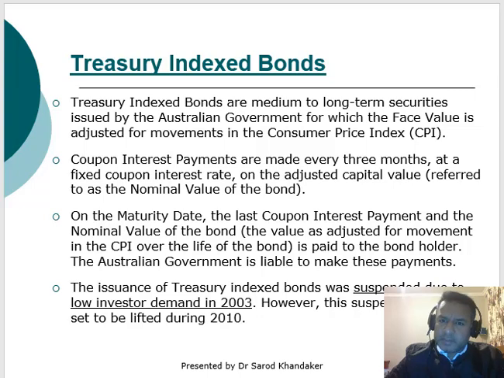On the maturity date, the last coupon interest payment and the nominal value of the bond, which is the par value as adjusted for the movement of the CPI over the life of the bond, is paid to the bondholder. So remember, at maturity, the bondholder will receive the face value of the bond, which is adjusted for the CPI, as well as the coupon payment.